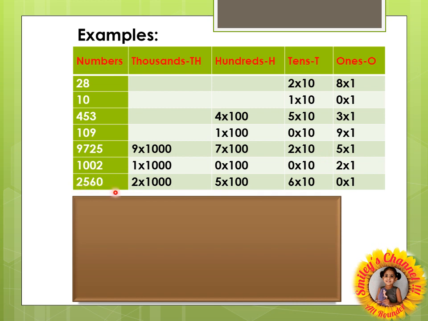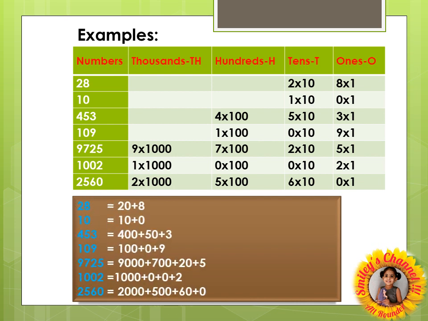2560. So this is another 4 digit number. Again ones, tens, hundreds and thousands. So 2 into 1000. Here 5 into 100. 6 into 10. 0 into 1. So we know that if we multiply any number with 0, the answer is 0. Keep that in mind. So now we are going to write the expanded form of each number according to their place value.